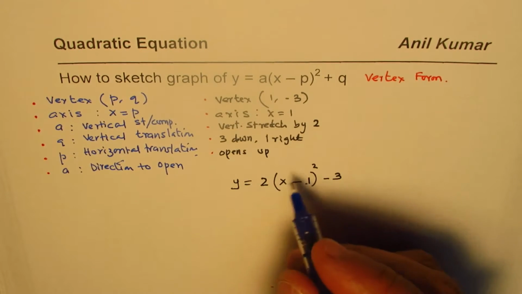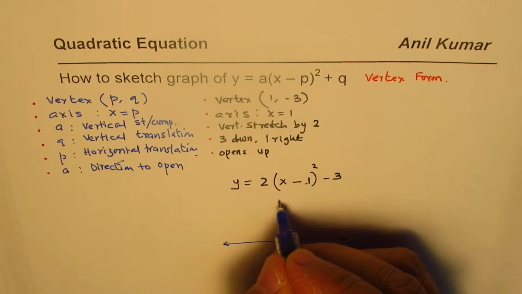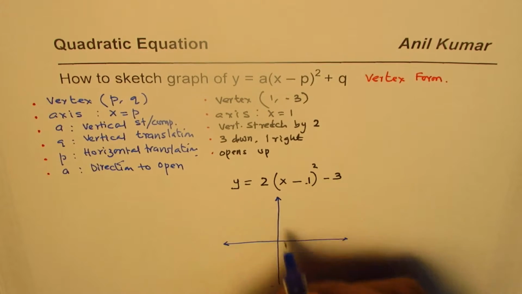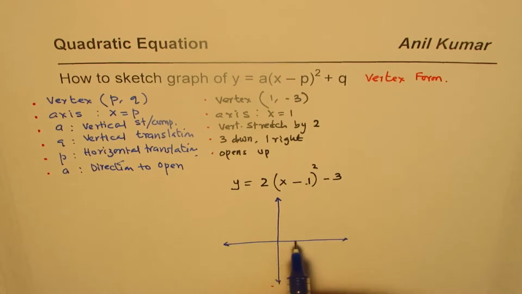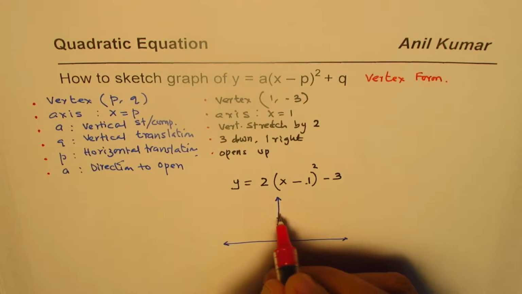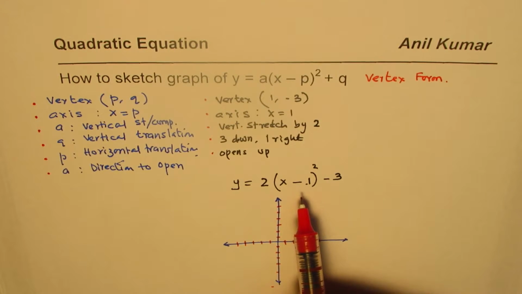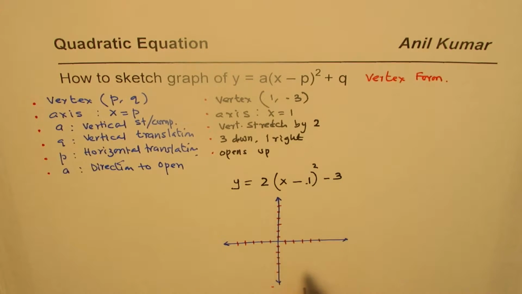Based on this, let us now sketch it. Let's make a rough sketch here. This is my y-axis. We know it is a parabola which has been translated 1 unit to the right and 3 units down. Let's say that's the scale for us. Now first you have to start with the vertex itself. The vertex is at (1, minus 3), so 3 down and 1 to the right.